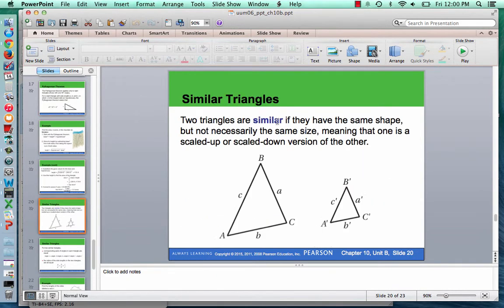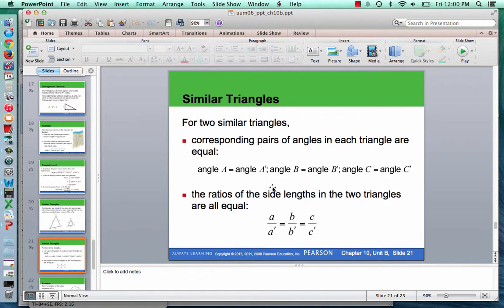Two triangles are similar if they have the same shape but not necessarily the same size, meaning that one is a scaled up or scaled down version of the other. So the angles are the same, but the lengths of the sides are just different. For two similar triangles, the ratios of the sides are equal. So the angles are the same, and the ratios of the sides are equal.